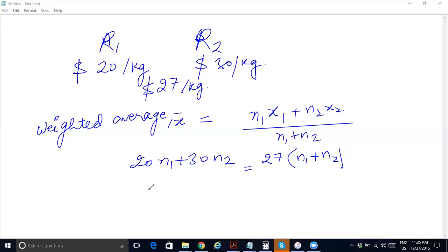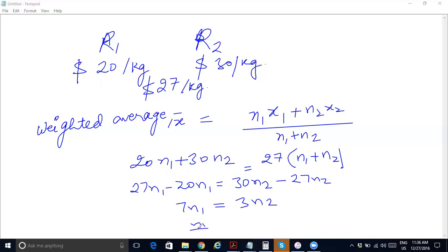And if we rearrange, we get 27 N1 minus 20 N1 is equal to 30 N2 minus 27 N2, or 7 N1 is equal to 3 N2. So N1 upon N2, we take N2 this side and 7 that side, the ratio comes to 3:7. N1 by N2 is equal to 3/7.